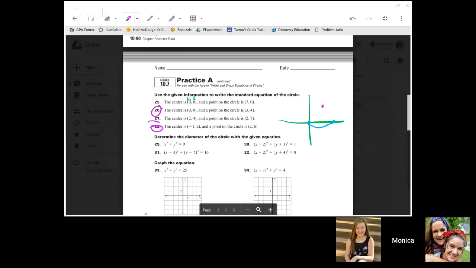No, for 27, if you picture you're at 2, 4 for your center, and then you're going to go up to 2, 7. So kind of sketch that.